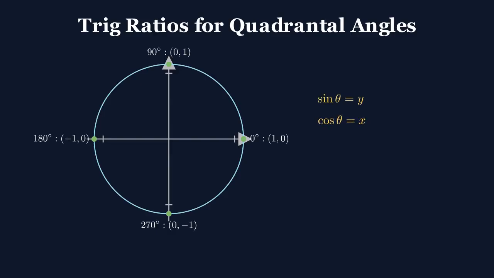Remember that tangent is y over x. So tangent is undefined whenever x equals 0. That means tangent 90 degrees and tangent 270 degrees are undefined.